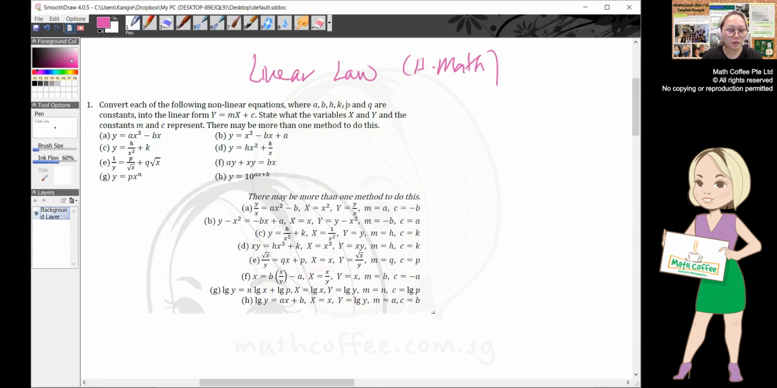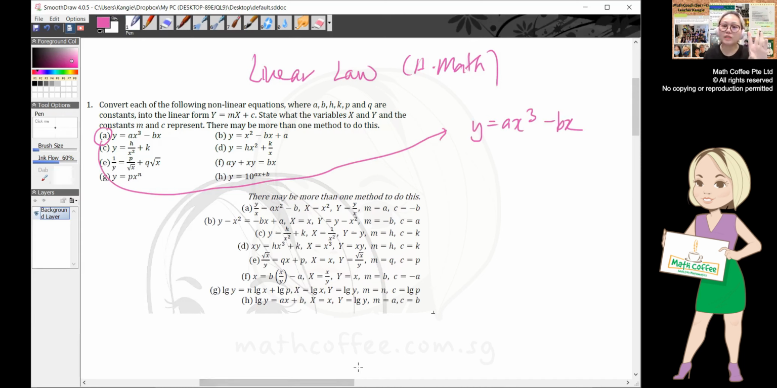So I mentioned that question 1 and question 2 are not the kind of typical question that you see during exam. But over here, I just want to explain how you convert non-linear form to linear form. Okay, so let's see. Let's warm up a bit, as in let's take a look at this A. When we have y equals ax cubed minus bx, the concern is sometimes there's more than one way to convert them to the linear form.